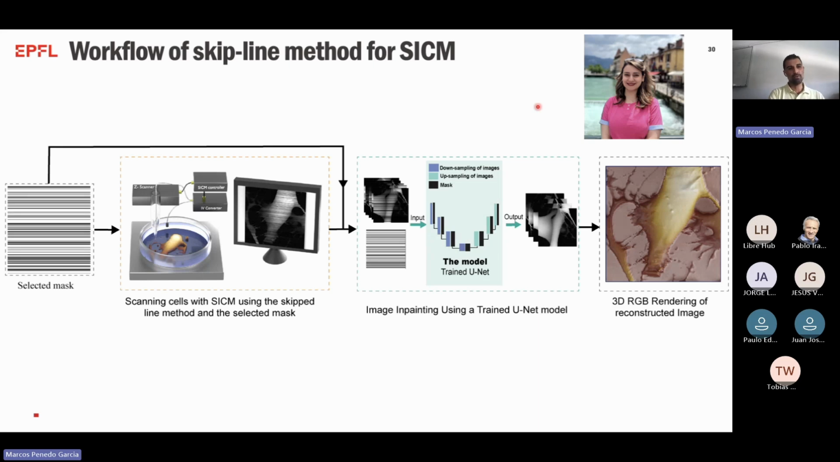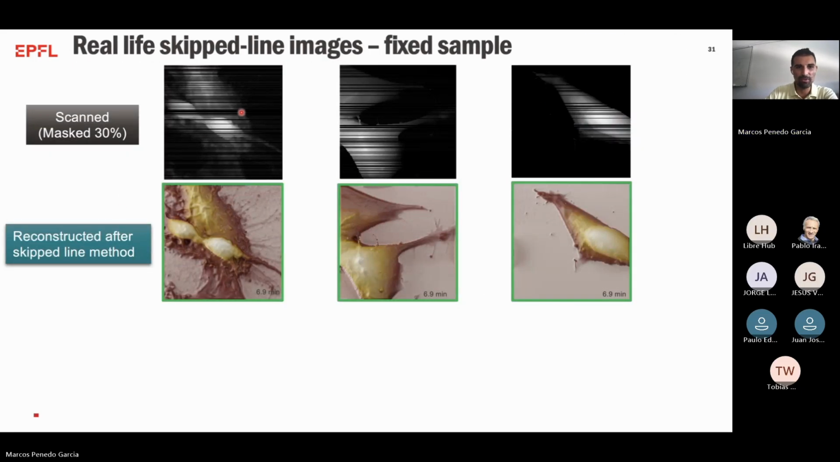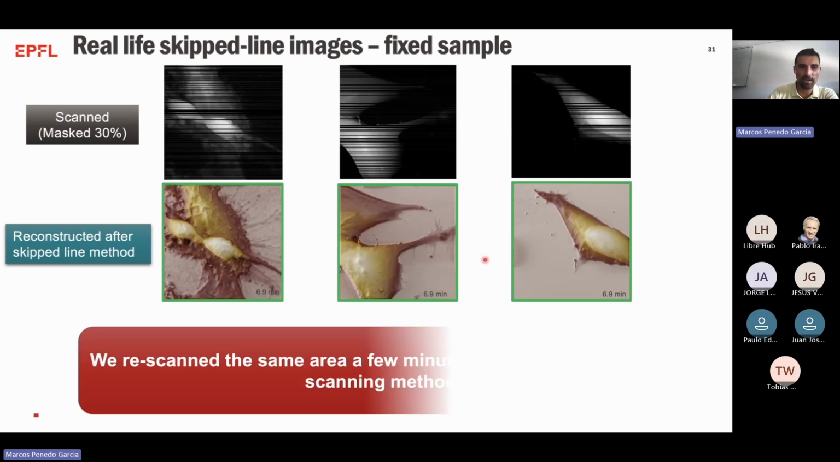The technique I showed you before, the SICM, has the drawback of being super slow, but as we have the power to modify everything we need here, what we did is, okay, why don't we just skip some lines of the image and then try to reconstruct it using some machine learning models. So this is the top one, in fact, the image we took. You see these black lines are the skipped ones, and then we use this machine learning algorithm, and you see the reconstructed ones, and they were fixed cells.